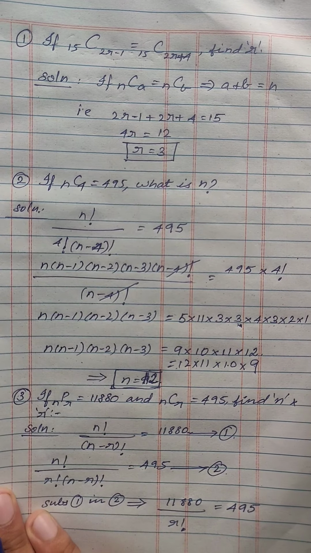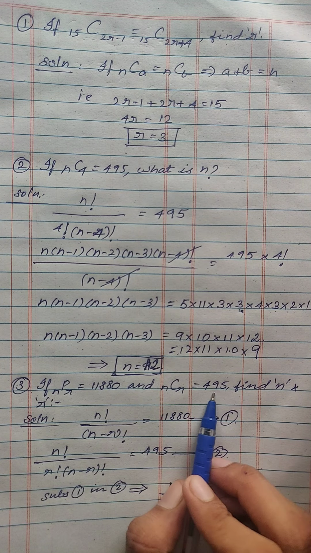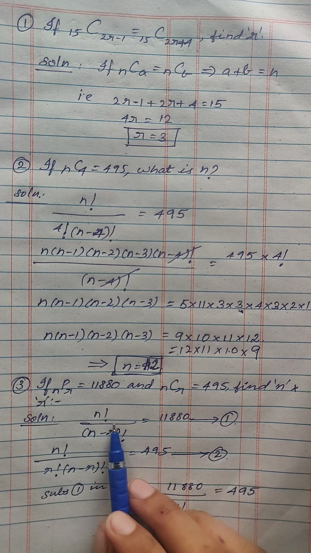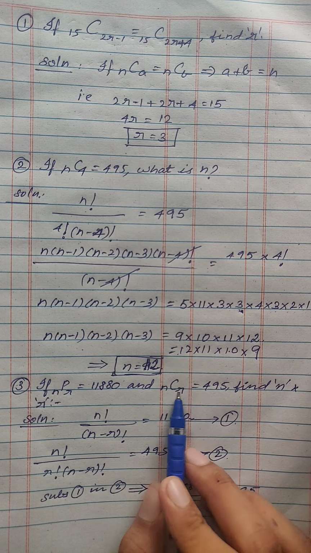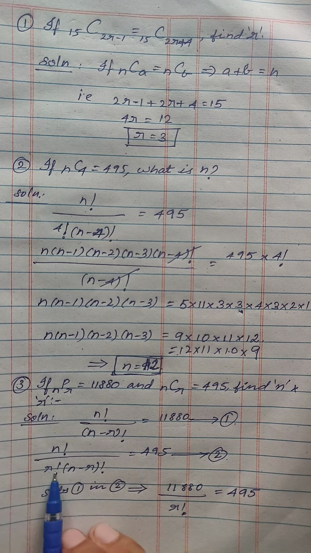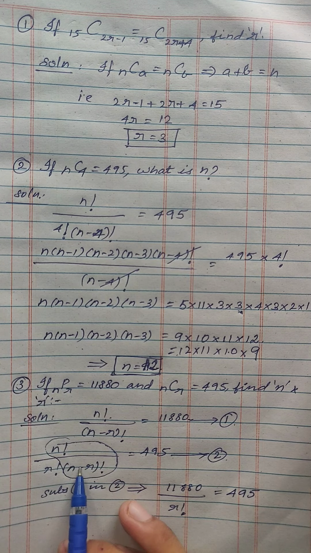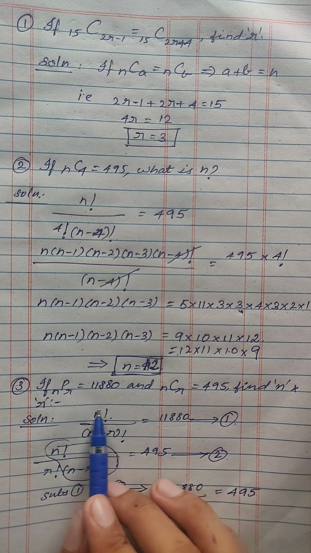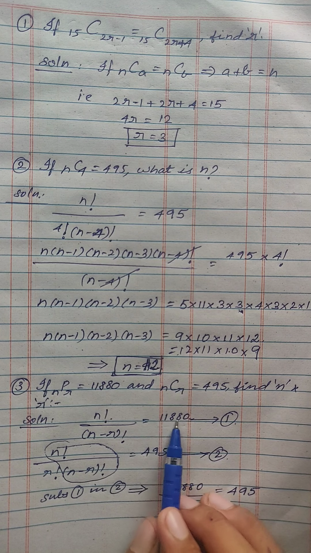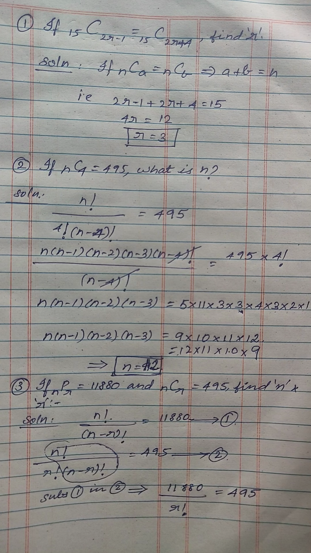So the third question goes like this. If nPr equal to 11880 and nCr equal to 495, find n and r. So now, this is the formula for nPr, isn't it? Which is 11880. So this is the formula for nCr. The only difference is r factorial. Apart from that, you can see this particular term is the same as this. Can you see this? So we are substituting 1 in 2. So when you substitute the value of n factorial by (n minus r) the whole factorial, which is 11880 here, you will be getting 11880 by r factorial is equal to 495. So what happens after that? Let's see.